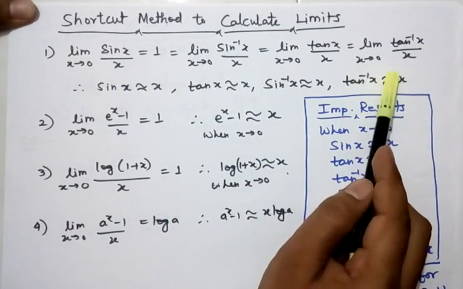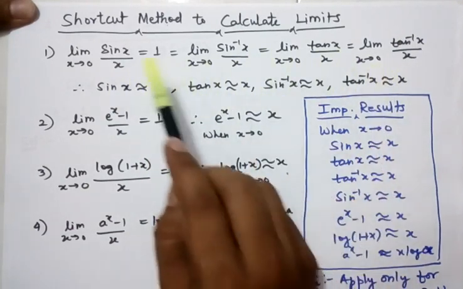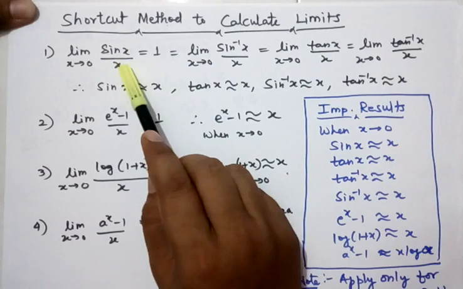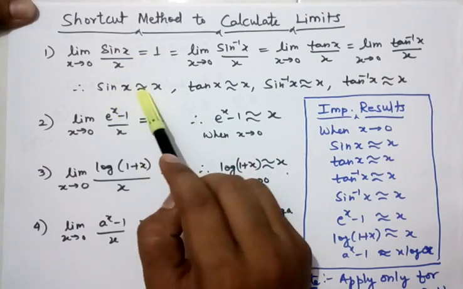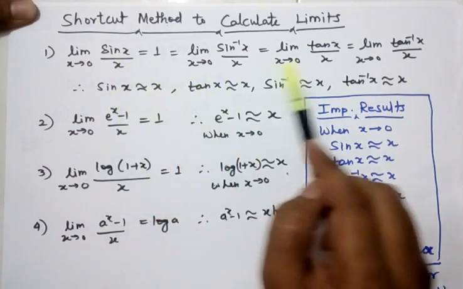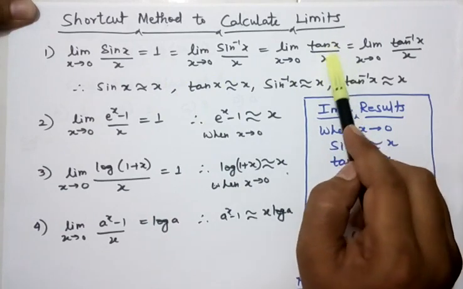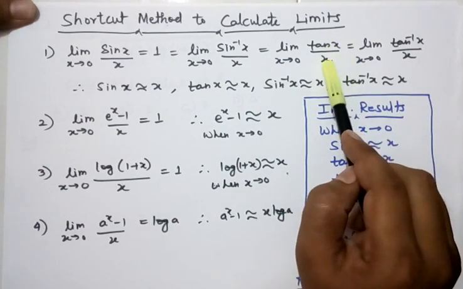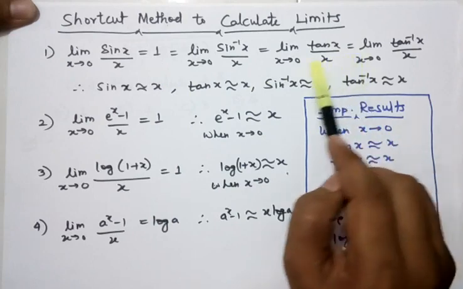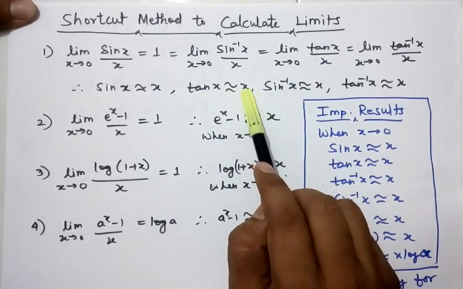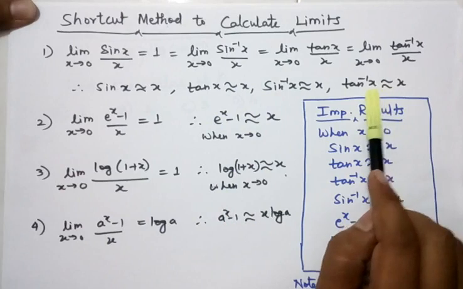From here we can get some of the approximation values by shifting the x to right side. Sin x approximately equals to x. Same way we can deduce here tan x by x is 1, so shifting x to right side we get tan x approximately equals to x. Same way the other two expressions.